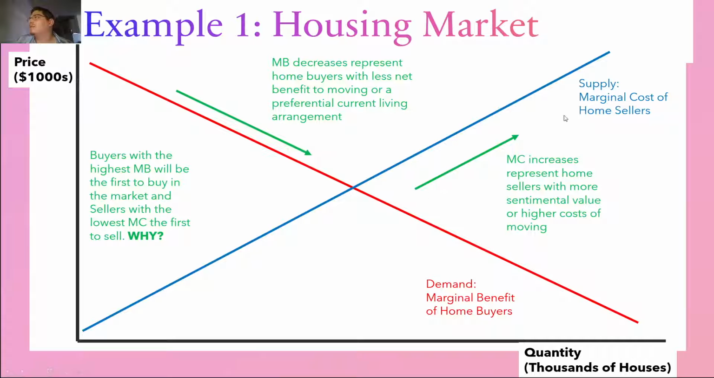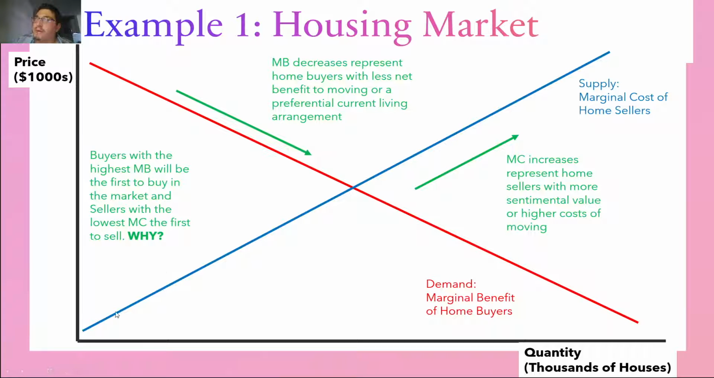So here, the marginal cost is going to increase, and that represents home sellers with maybe more sentimental value in their homes. They are attached to their homes. Maybe their children grew up in the homes. They don't want to sell it, or they like their neighbors. So they're going to be on this upper end. The ones that really, really like the neighborhood they're in are not going to be willing to sell.